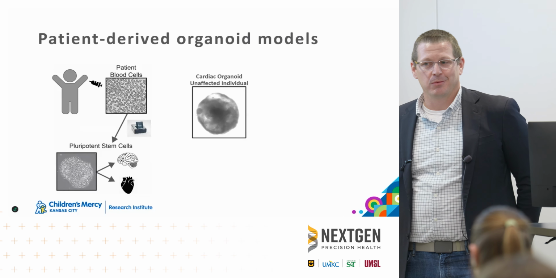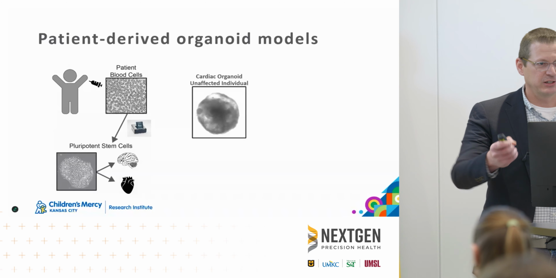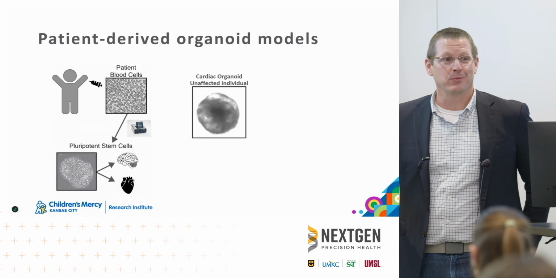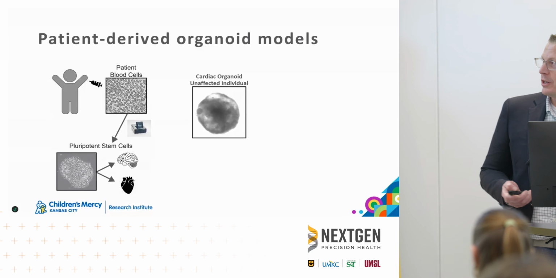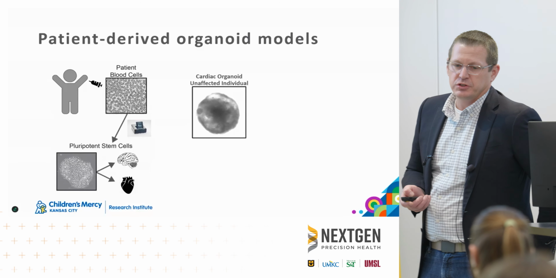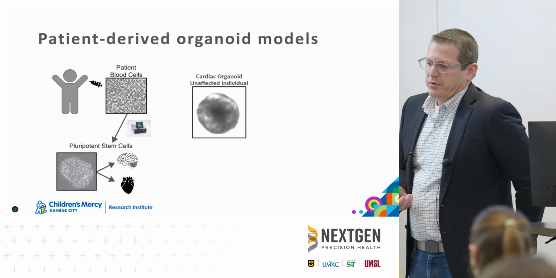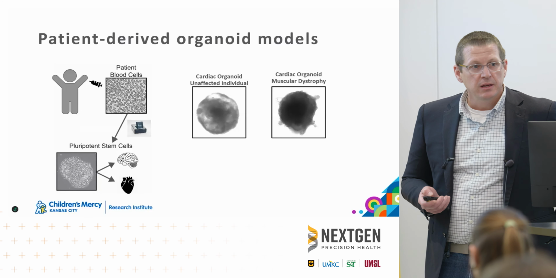One of the reasons we started with cardiac is that we knew that if you do this properly, they sit in a dish and they contract. And so you can actually see what you made and validate that you were, in fact, generating cardiac organoids. Now, if you do the same experiment and you generate a cardiac organoid from a patient with a muscular dystrophy, that's what it looks like.